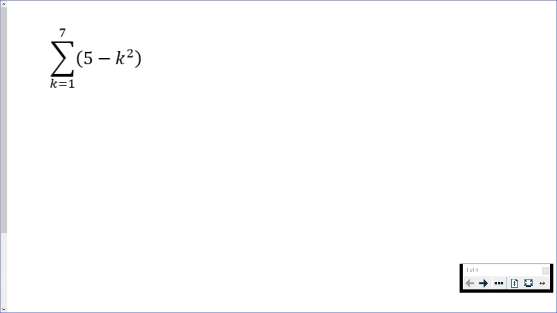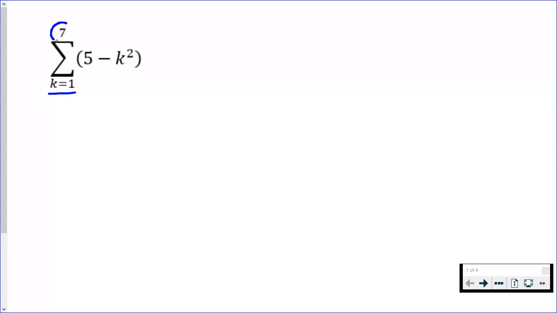I'm going to expand and simplify this notation right here. This is called sigma notation. It's basically telling you to add up a bunch of numbers together. The number on the bottom tells you which term to start with. So in this case, because it says k equals 1, it's telling you to start with term number 1.